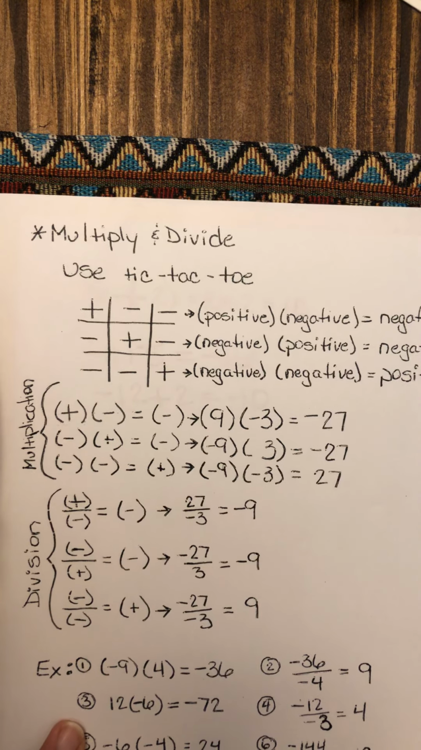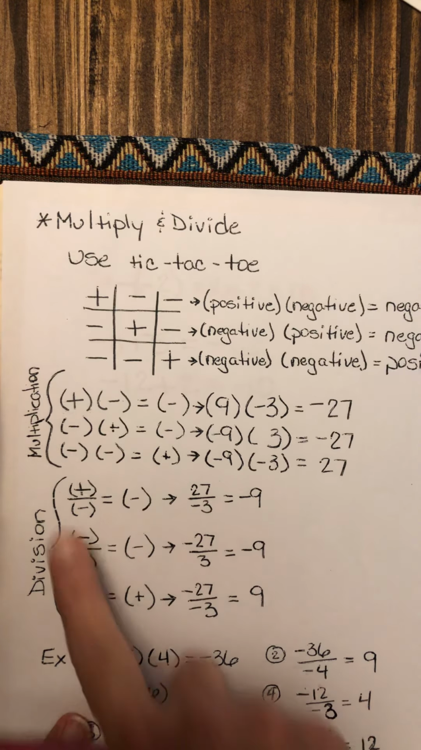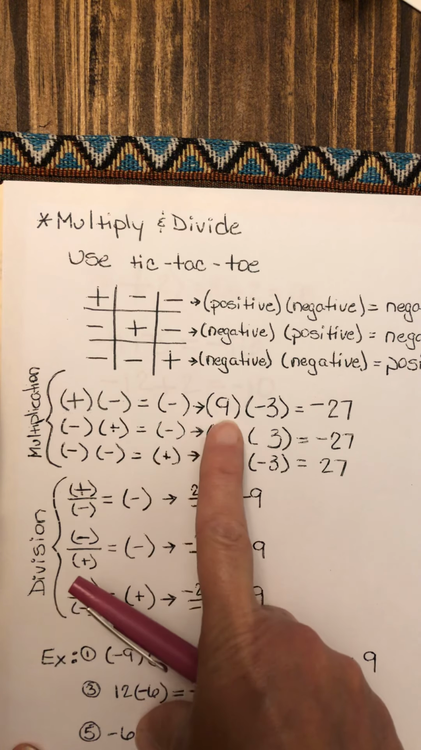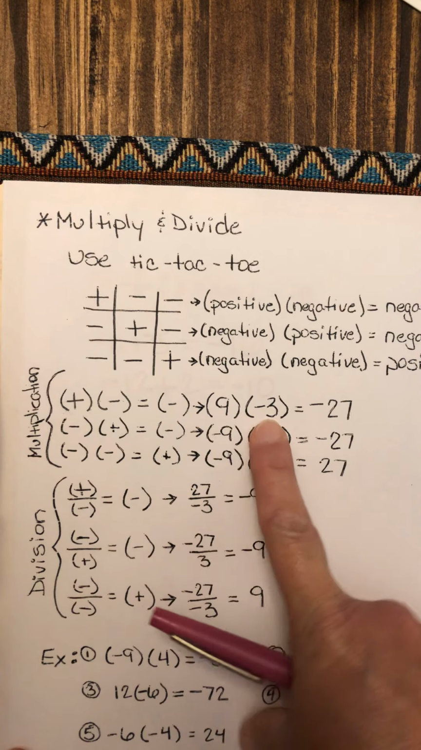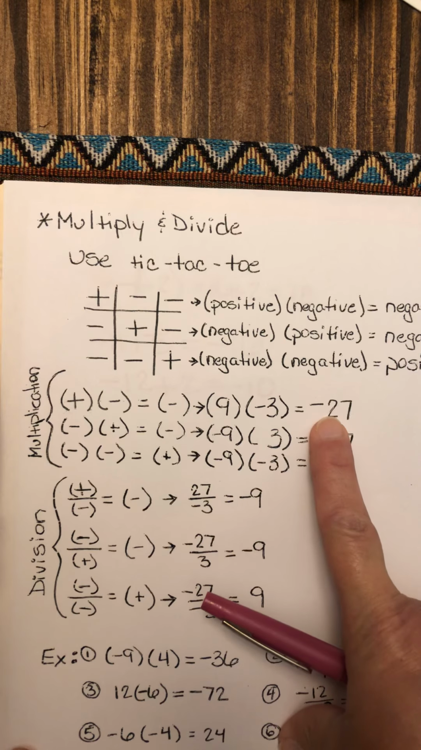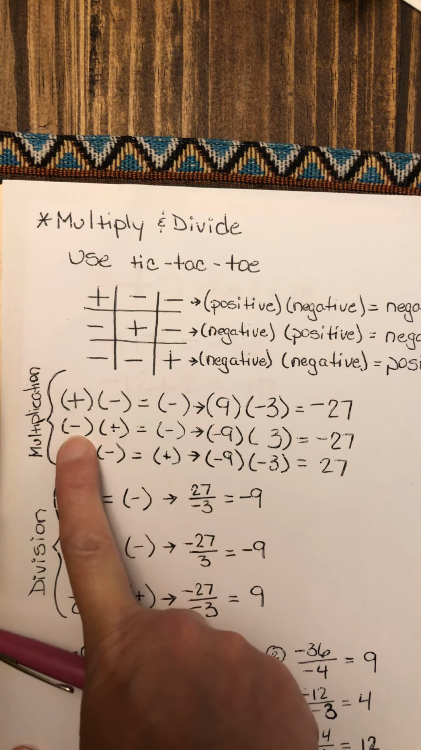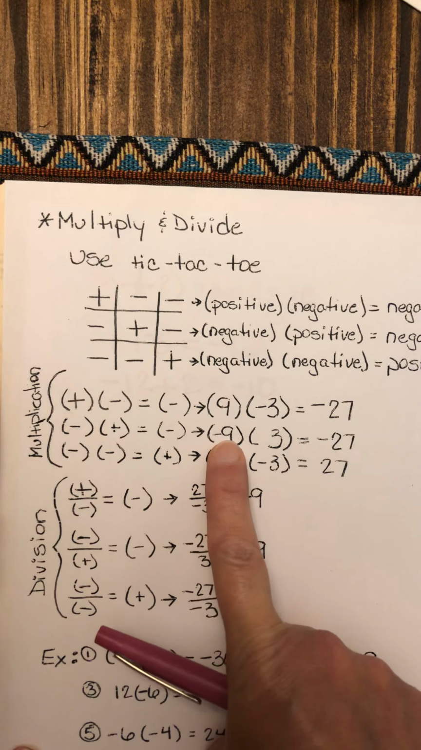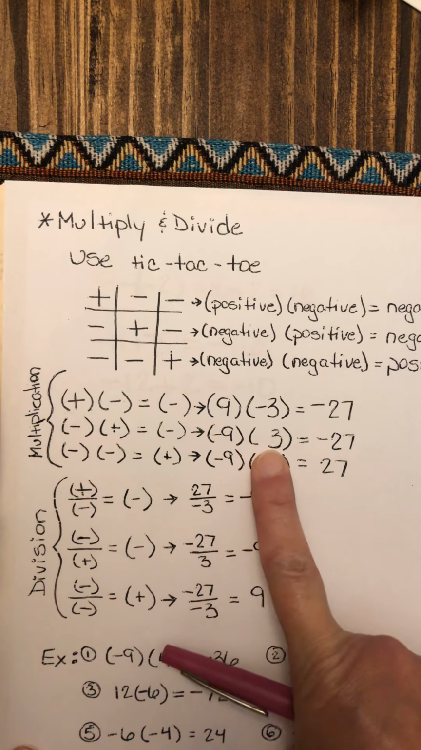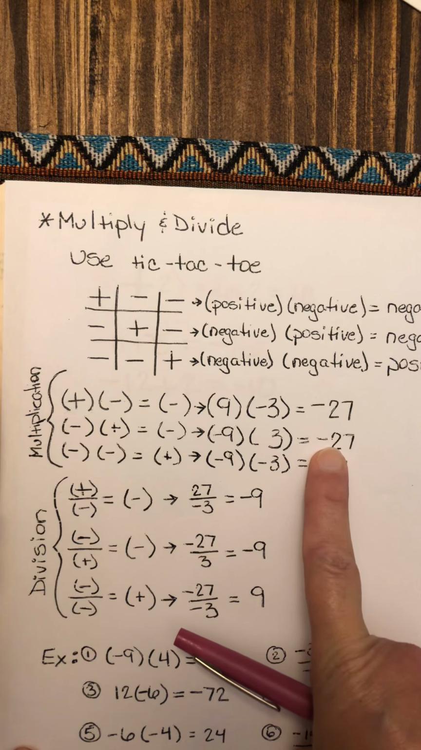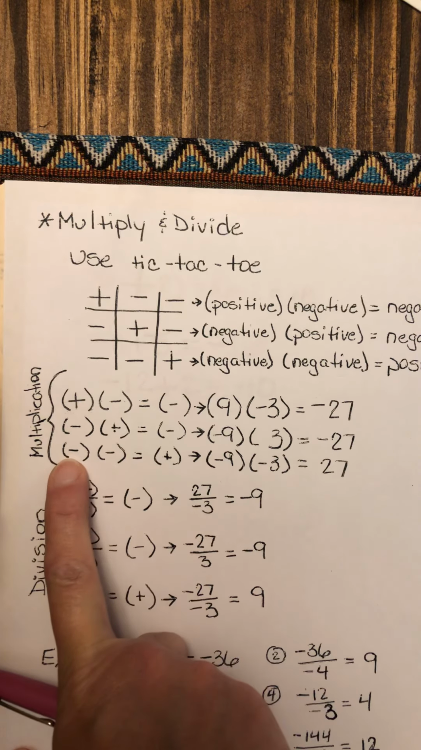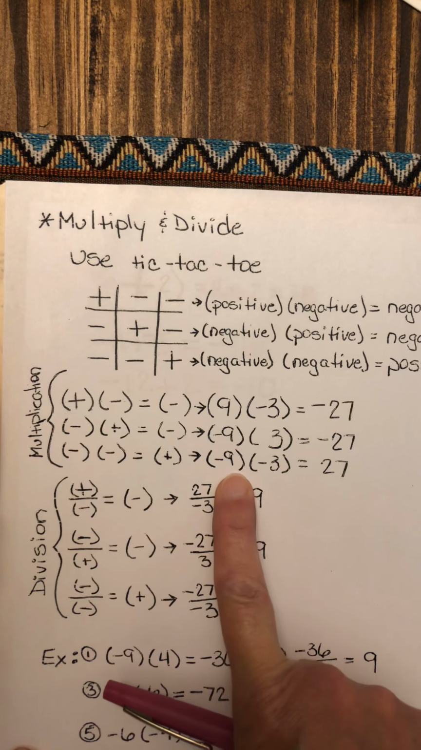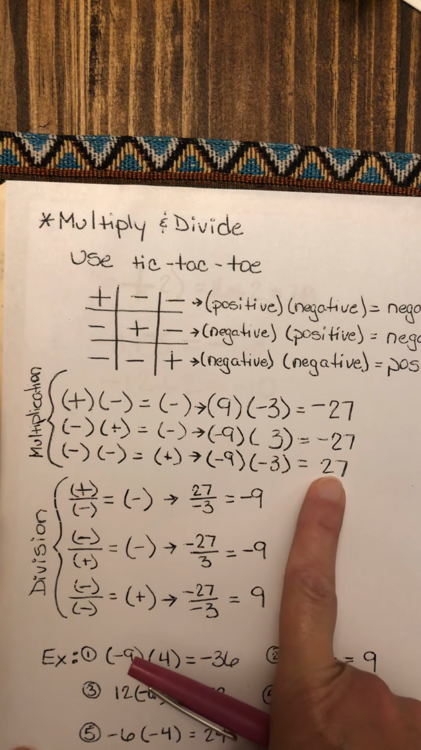So here's some examples for multiplication. Positive, negative equals negative. So positive 9 times negative 3 gives me negative 27. Negative times a positive equals negative. Negative 9 times positive 3 gives me negative 27. Negative times a negative equals a positive. So negative 9 times negative 3 is positive 27.